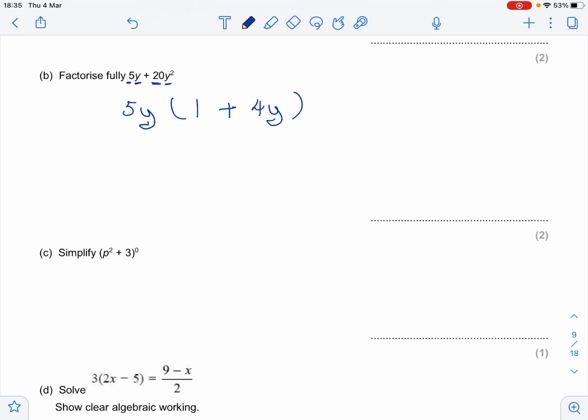Part C, we want to simplify this. So it's just another index law. Anything to the power of 0 just equals 1.